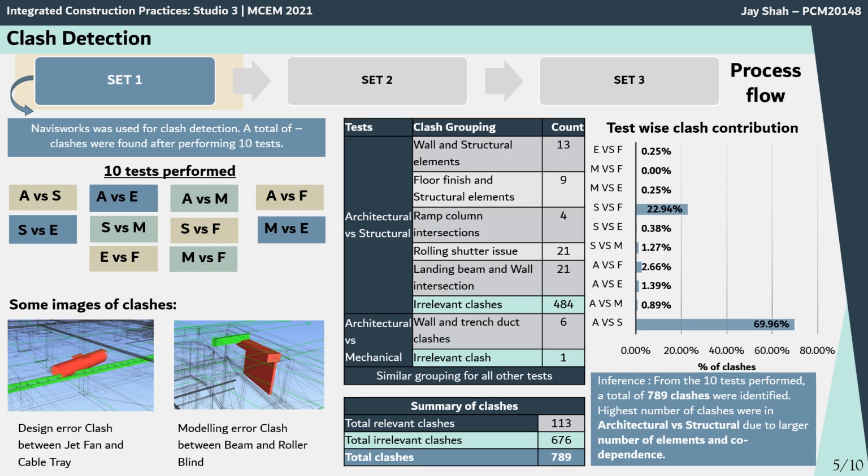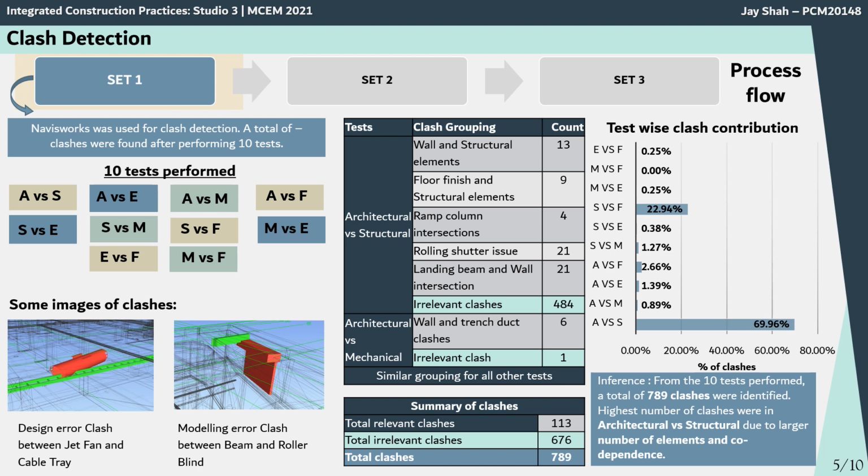Clash detection. The clash detection was carried out in Navisworks, and it was done between various disciplines like architectural versus structural, architectural versus electrical. In a similar way, 10 different tests were performed. Here are some of the images shown for the clashes. The first image shows the clash between the jet fan and the cable tray. The grouping of the clashes was also carried out, like wall and structural element clashes, then floor finish and structural element clashes. Similarly, the groupings were done, and the total number of clashes came out to be 789.